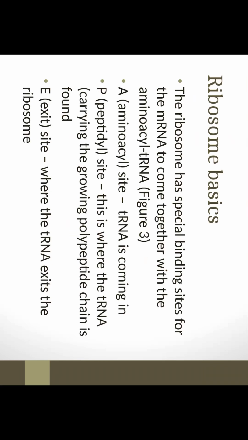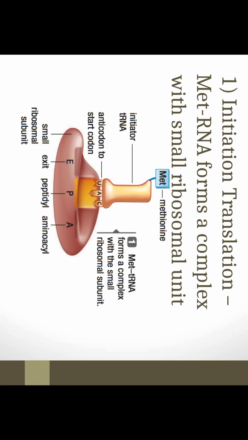There's a special binding site for the mRNA to come together. I already mentioned the A, P, and E sites. So there's 3 parts to translation. The first is initiation, the second is elongation, and the third is, I can't remember, something that means stop.